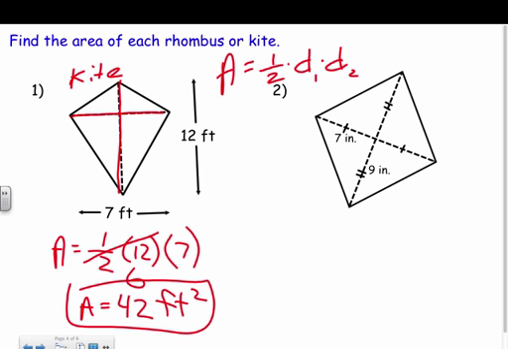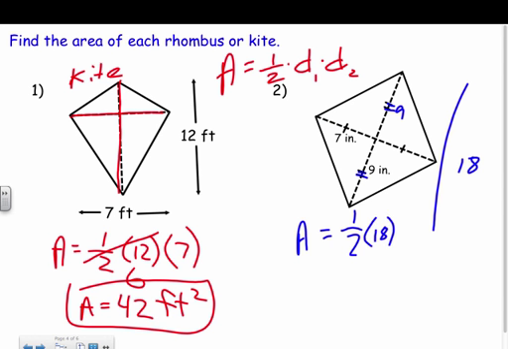These ones just don't work too fast, right? I got a rhombus now, and it's still the same formula, 1/2 times diagonal 1 times diagonal 2. Well, if I think about this guy's 9 here, so this guy's also 9, which means the whole thing has to be 18, so there's one diagonal. So don't work too fast and take 1/2 times 9 times 7, because the diagonal is 18.